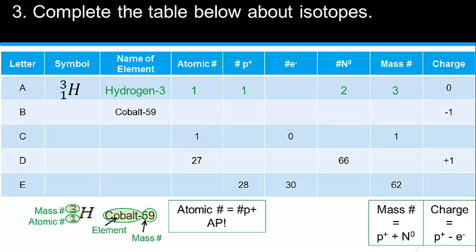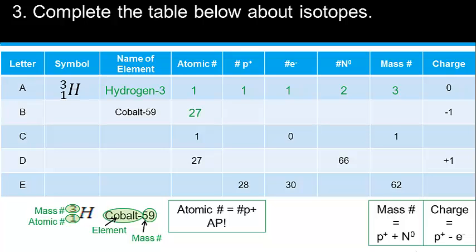To find the number of electrons, I see that my charge is 0. I'm neutral. So when an atom is neutral, it must be because electrons equal protons. So 1 proton minus 1 electron gives me a charge of 0.